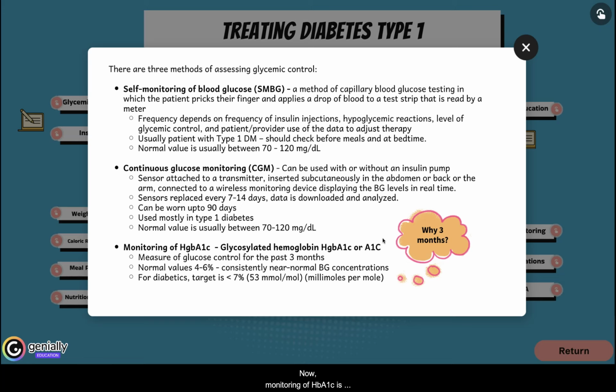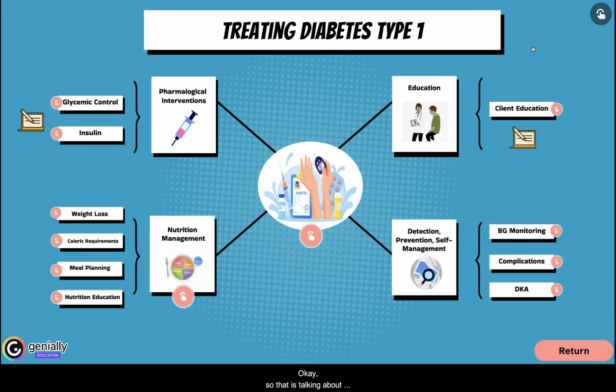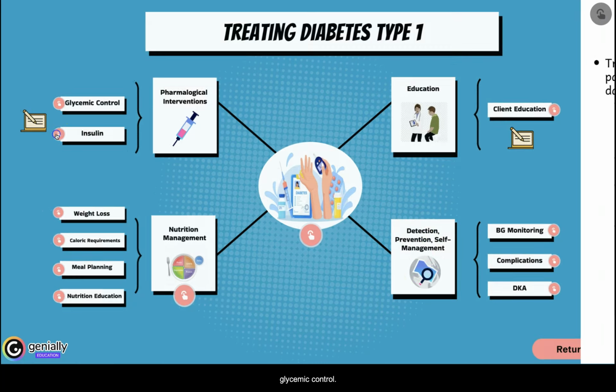Now, monitoring of HbA1c is another way of watching for glycemic control, right? And you measure the glucose control over the past 3 to 4 months. Normal values 4 to 6% for diabetic people. The target for diabetic people is less than 7%. That's where their target goal is. Less than 7% is the best, right? Okay, so that is talking about glycemic control.